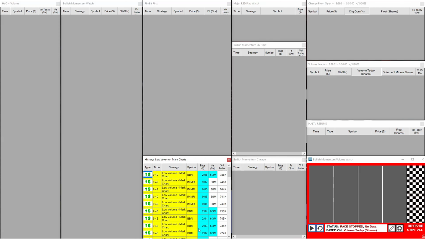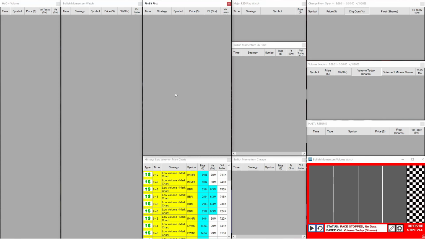If it's going to be A+, you're going to see blues across the board. So right here, BBAI, $2 price. It's blue. You see the blue float. And what we're looking for is the volume to get up into the blue as well. So you can see on this scanner is a low volume mark the chart scanner.